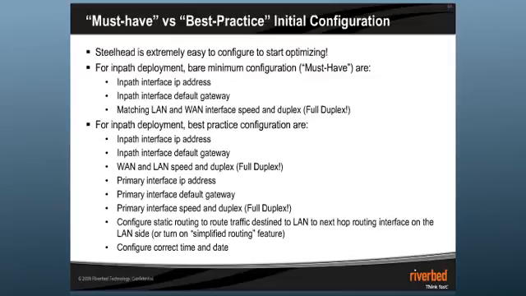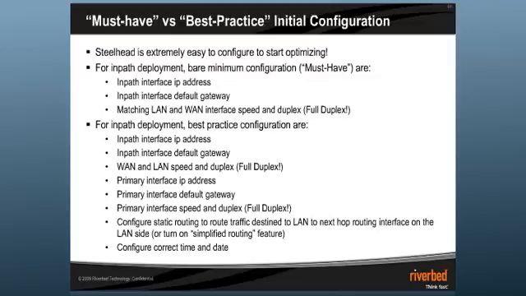What we'd rather have than just this bare minimum is an in-path IP address as before and a default gateway, plus a primary interface IP address and default gateway. So the primary is used for managing the steelhead appliance if the in-path interface goes away.